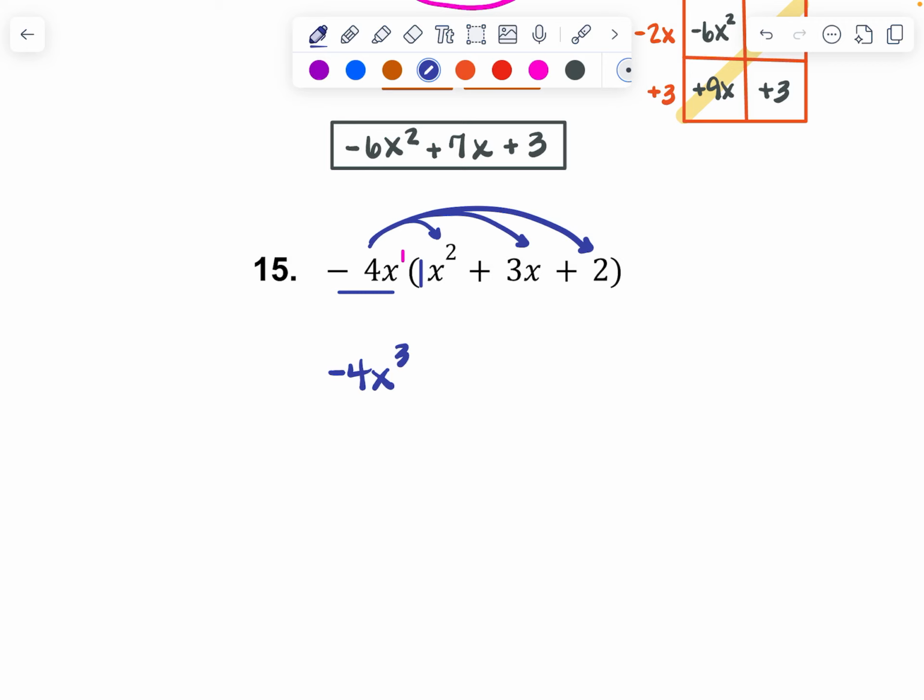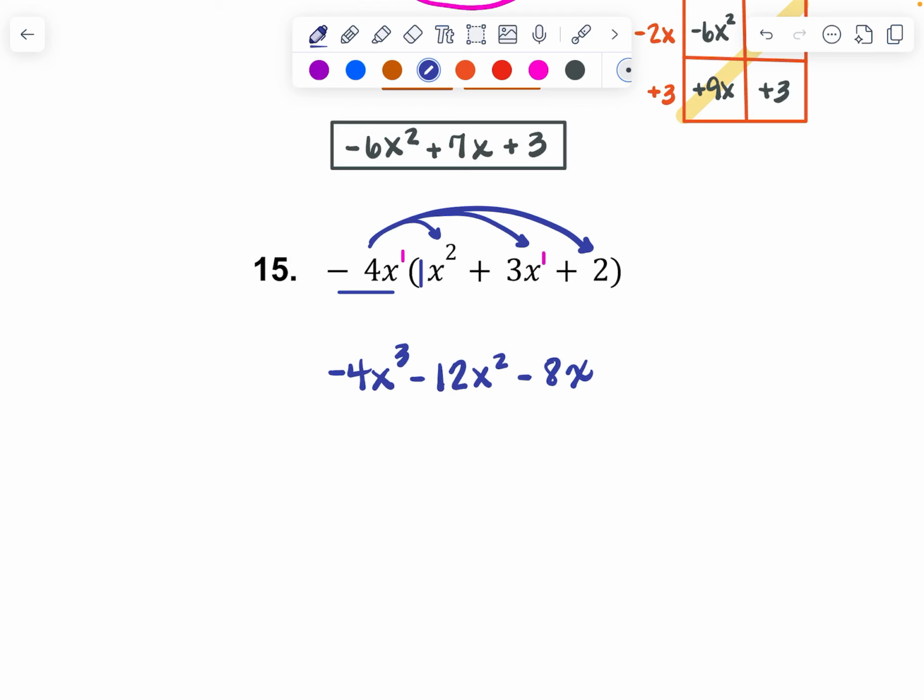All right, then we're going to multiply negative 4x times positive 3x. Again, there's an understood 1 right there. Let me change that, put that in pink. And that is going to give us negative 12 when we multiply negative 4 times 3, but x squared when we multiply the x times x. And then we need to multiply negative 4x times positive 2. So that would just give us negative 8x.